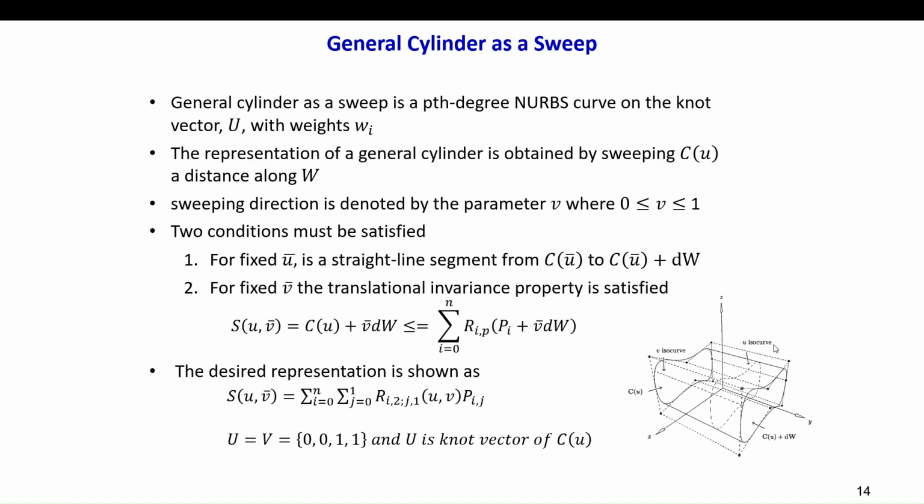The figure that just appeared is an example of a general cylinder as a sweep. On the far left, you can see C(u) is here with this cylinder. That's a closed cylinder. This is the v iso curve that goes along this way. And if you sweep this cylinder along direction W, it will form the cylinder, which was this right here. This is W, and this is the end point of this particular cylinder, and you can see the equation for this is C(u) plus dW.